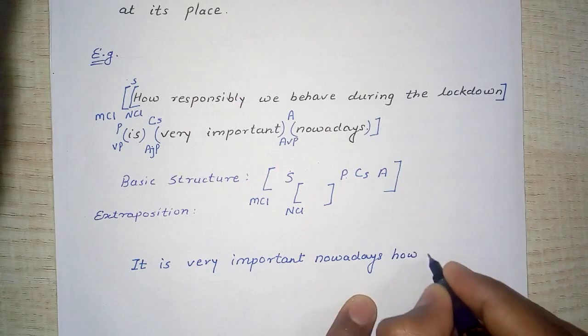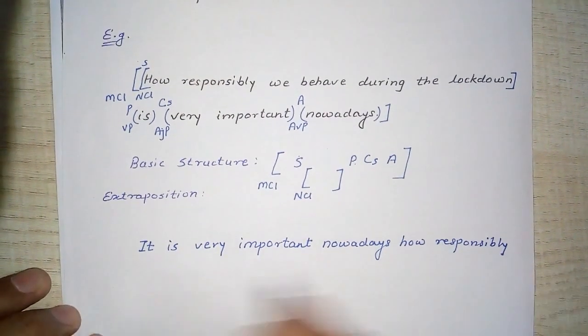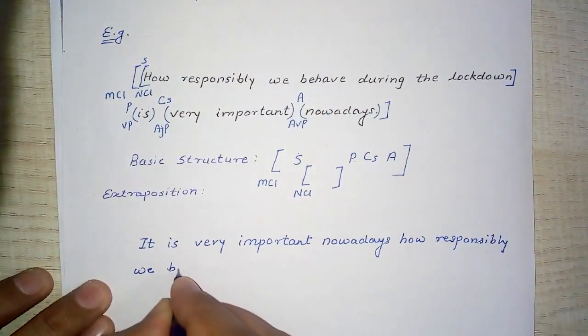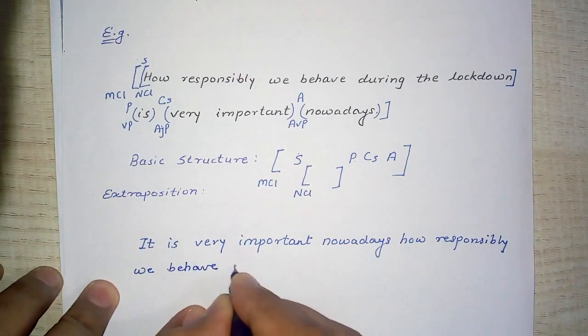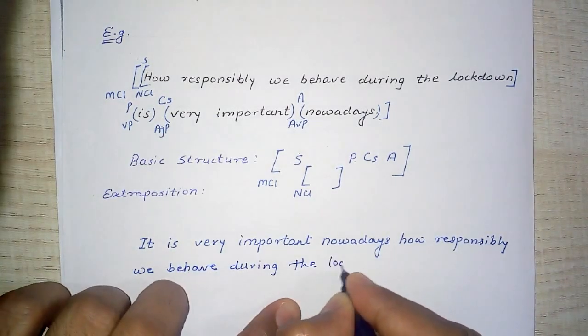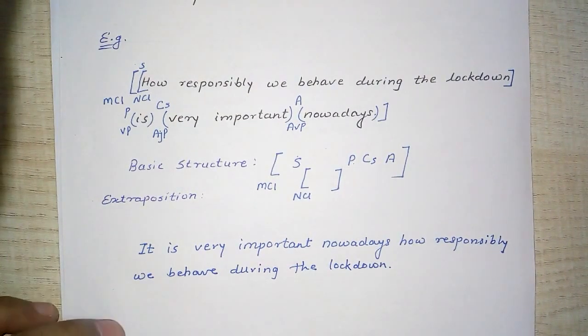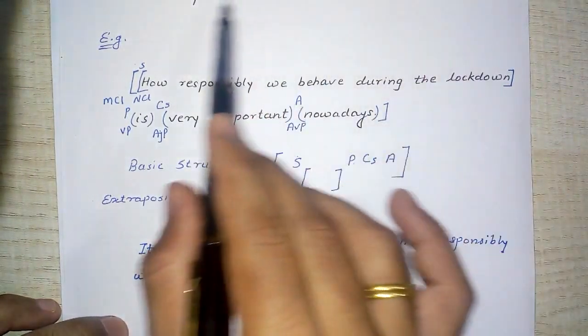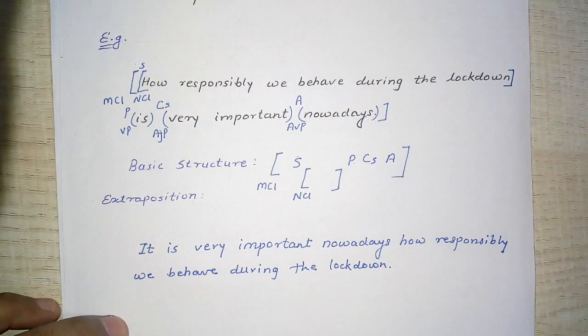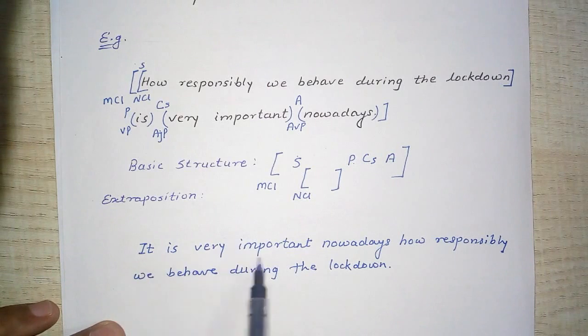How responsibly we behave during the lockdown. What we have done here is only shift the heavy constituent subject to the end, and in its basic position we have used the dummy subject it. So the extraposition of this sentence is: it is very important nowadays how responsibly we behave during the lockdown.